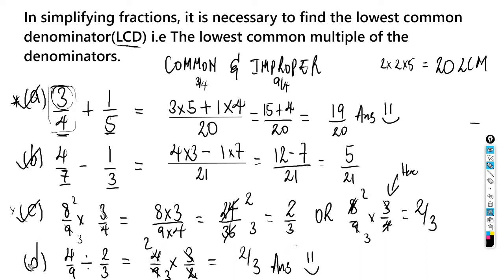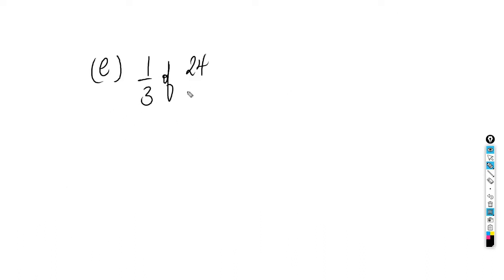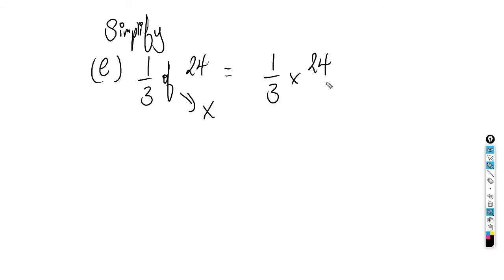Okay, so let's do one last example before we move on to more complex fractions. Okay. So the last example here is we have a question saying simplify 1 over 3 of 24, right? So remember, of is the multiplication sign, okay? So of and multiplication are the same thing, all right, guys? So let's work this out. We're going to end up with 1 over 3 multiplied by 24, okay?